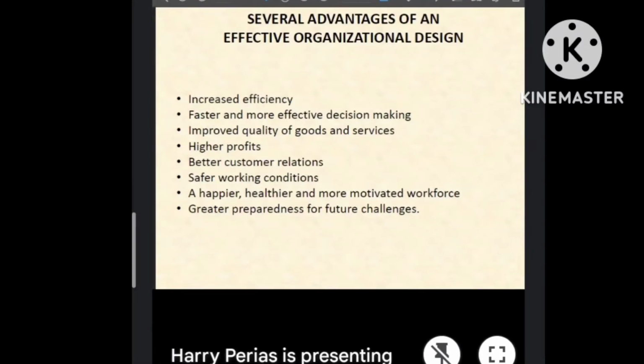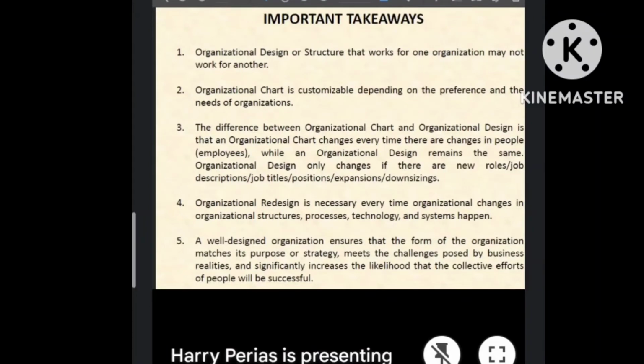And the sixth one is the safer working conditions. The seventh one is a happier, healthier, and more motivated workforce. And lastly, greater preparedness for future challenges. So, we go now to the important takeaways in the discussion of organizational design. So, organizational design or structure that works for one organization may not work for another. This only means that hindi one size fits all.